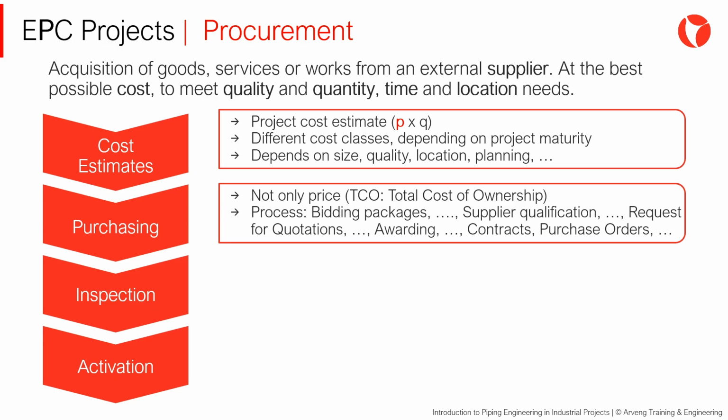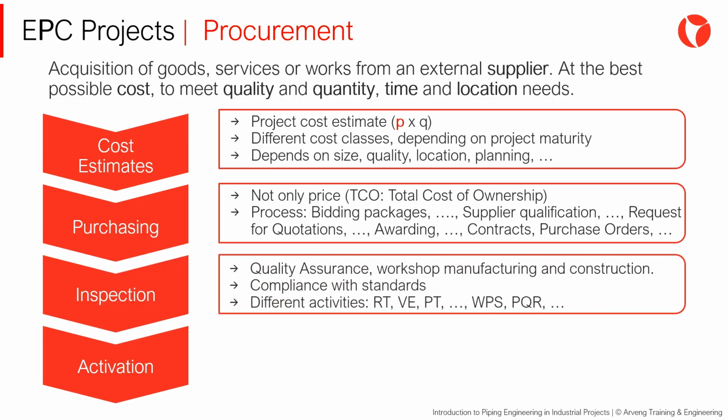Procurement follows a formal process that starts with the specifications. Suppliers are qualified to be included in a request for quotation. Their bids are technically evaluated and tabulated to determine the one awarded for the contract. Purchase orders are issued based on that signed contract.